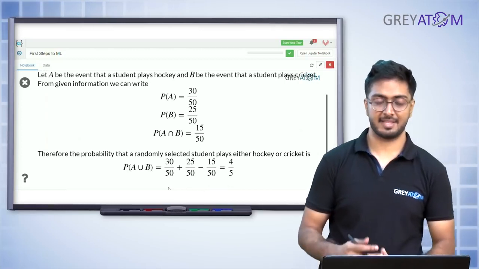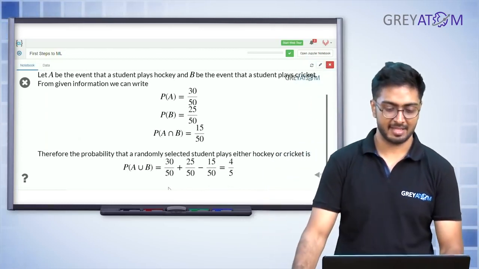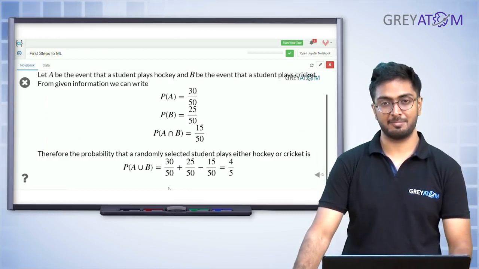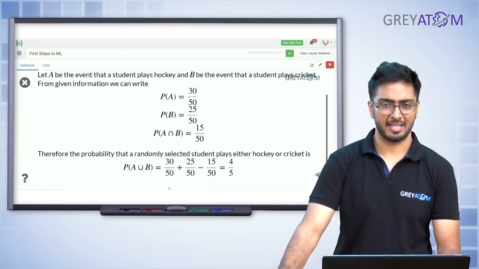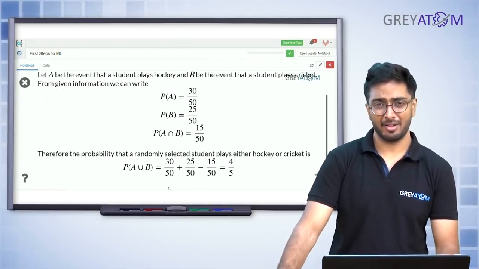A is the event that a student plays hockey, and B is the event that a student plays cricket. So probability of A is 30 out of 50. Probability of B is 25 out of 50. And probability of A intersection B, which is both cricket and hockey, is 15 out of 50. Therefore the probability that a randomly selected student plays either hockey or cricket is 30 by 50 plus 25 by 50 minus 15 by 50. That comes out to be roughly 40 by 50, so that is 4 by 5. So there's an 80% probability that a student plays either hockey or cricket.